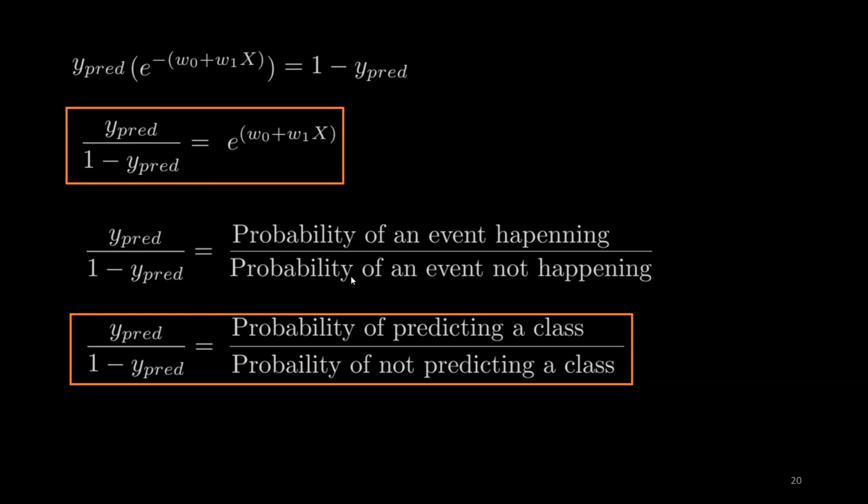So this is my final equation for logistic regression, where y_pred is the probability of an event happening, and 1 minus y_pred is the probability of an event not happening. Or we can say that y_pred is the probability of predicting a class, and 1 minus y_pred is the probability of not predicting a class. We know that the probabilities of the events should add up to 1. So if I add y_pred and 1 minus y_pred, I get 1, because this y_pred has a positive sign and this y_pred has a negative sign. So this is the representation of the equation of logistic regression. That is, logistic regression gives us the probability of the class.